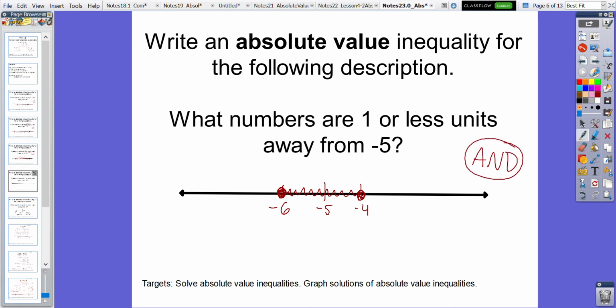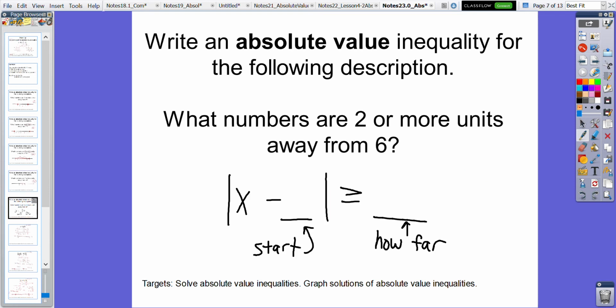Okay? Now, there's a little bit of a convention here in terms of how we write the absolute value inequality for each one of these number lines that we have here. And here's the first example, again, rewritten so we can have a better idea. So what numbers are 2 or more units away? Well, we want to take the absolute value of x minus our start value, which is that center value. So in this case, it'd be x minus 6. Absolute value of x minus 6 is greater than or equal to how far we're going, which is 2.